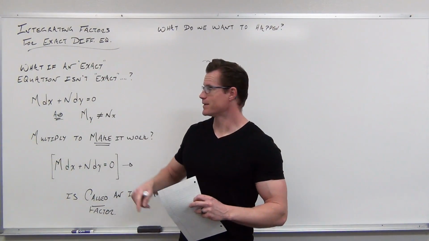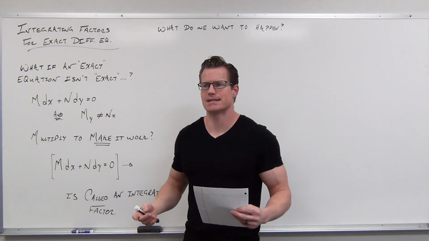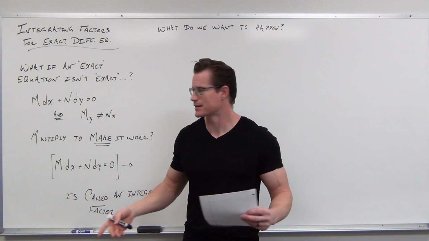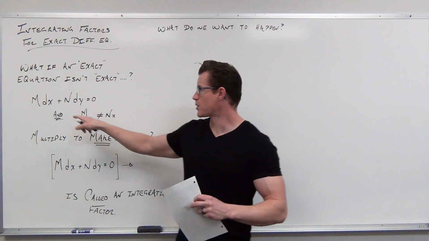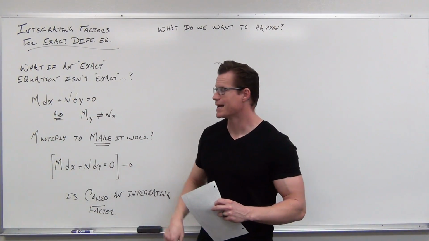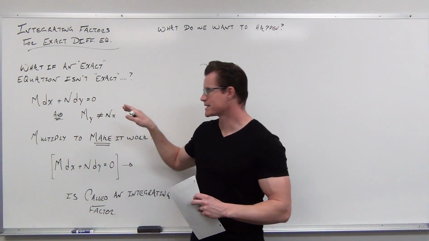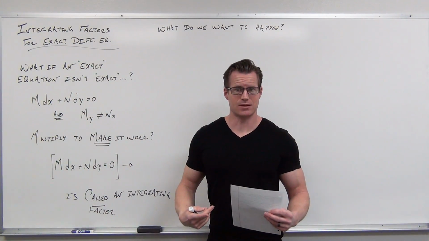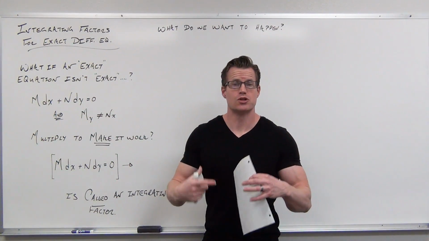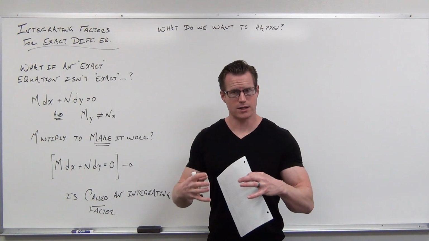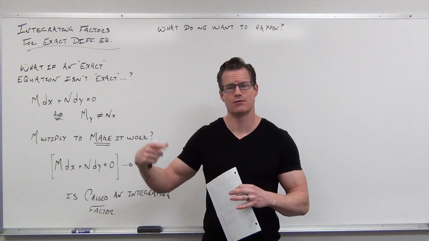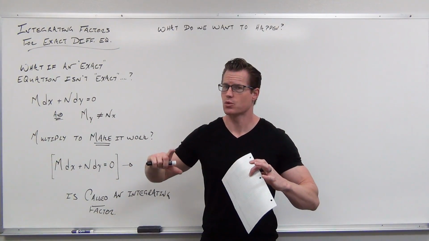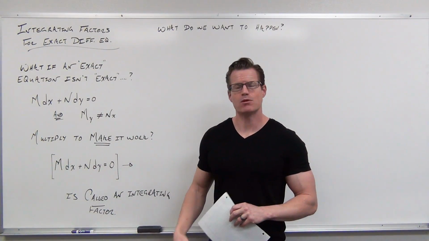That's why I say, what if an exact differential equation isn't exactly exact? What if you have this and these are not equal? What if you took the partial derivative of M with respect to y and the partial derivative of N with respect to x, and it's not coming out the same? So the mixed partials are not the same, saying this is not an exact differential equation from some sort of potential function that's continuous and differentiable on some region. So what if that's not true? Can we make it true?